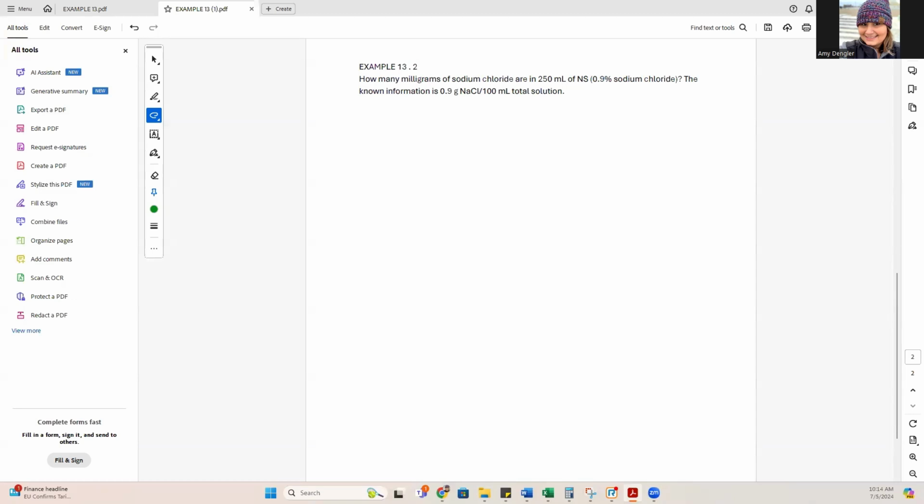Example 13.2: how many milligrams of sodium chloride are in 250 ml of normal saline, which is 0.9% sodium chloride? The known information is 0.9 grams of sodium chloride in 100 ml total solution. So we're taking that 0.9% and rewriting it as 0.9 grams over 100 ml. The question is asking for milligrams, and we have grams and milliliters here, but we will worry about that in a minute. So we're going to plug in that 250 ml.